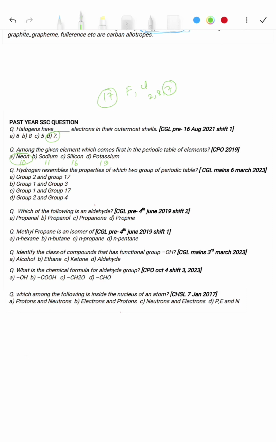Now coming to the next question: hydrogen resembles the properties of which two groups of the periodic table? As you all know, hydrogen belongs to group 1, and hydrogen needs one more electron to have a stable structure. In the same way, group 17, which is the halogens, 1 2 3 4 5 6 7, also needs one more electron to have a stable structure. That is why hydrogen resembles group 17. So the right answer here is option C, that is group 1 and group 17. This is CGL Mains 6 March 2023.